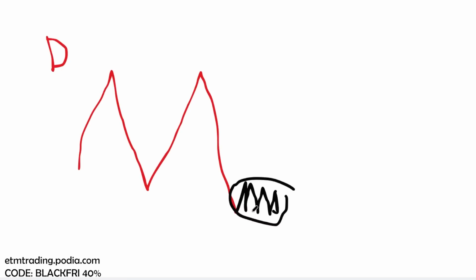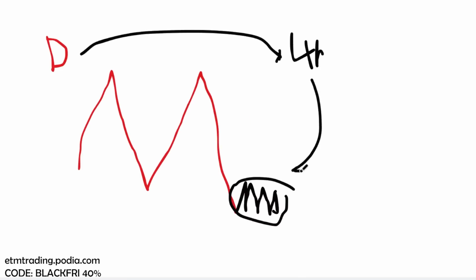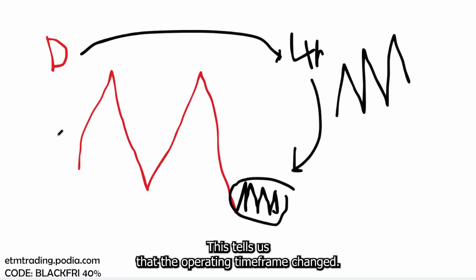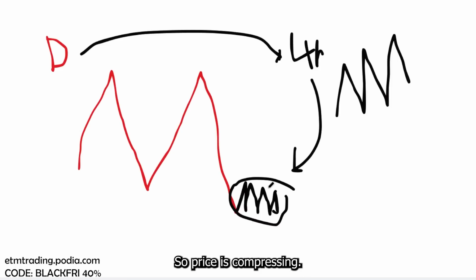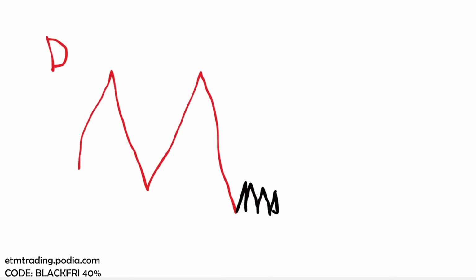There's still structure in this compressed price action, but to view it, you would have to go from the daily to, let's say, your 4-hour. Now, if you go on the 4-hour time frame, you would start seeing this structure more clearly. So you would start seeing clear swing highs and swing lows. So what does this tell us? This tells us that the operating time frame changed. So price is compressing, there's less orders in the market, and this is an indecision point. So price will compress for a little bit and out of nowhere, go back to its original profile.